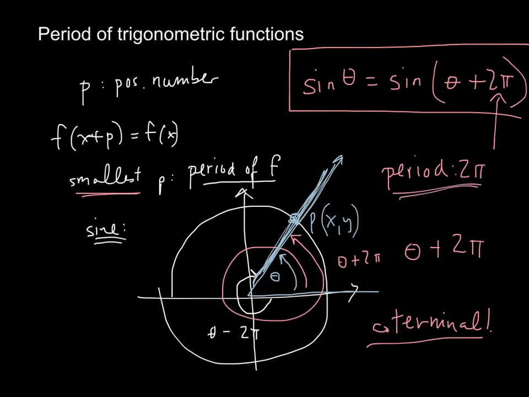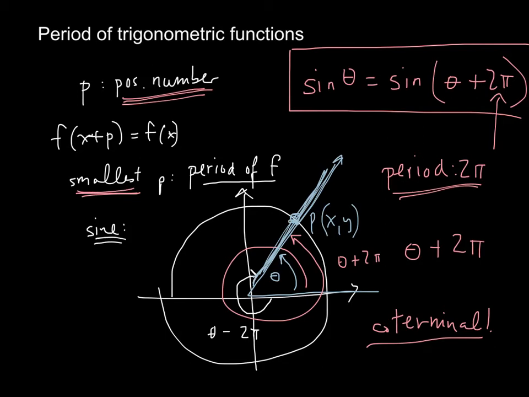Now, you might say, well, couldn't I go smaller? What about negative 2 pi? Well, that's a negative number. That's certainly smaller than 2 pi. However, the requirement is also that p is positive. So the smallest number that's positive is 2 pi, and so therefore the period of the sine function is 2 pi.